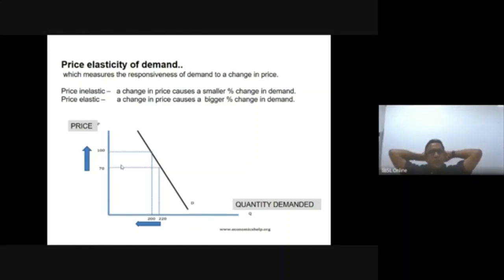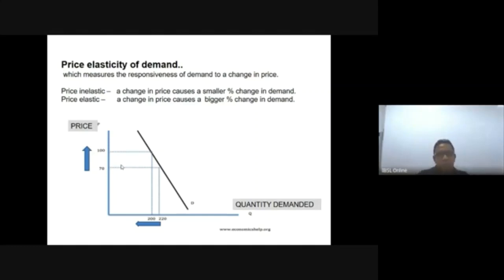So if the product demand is inelastic, by increasing the price you will gain. But if the product is elastic, by increasing the price you will lose.